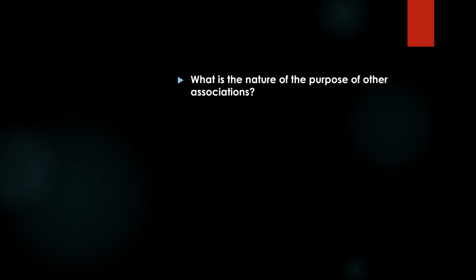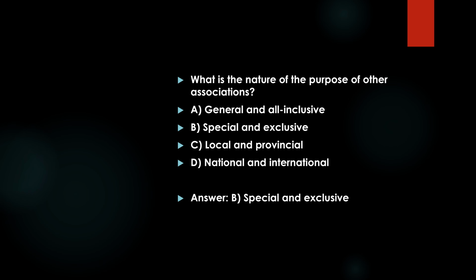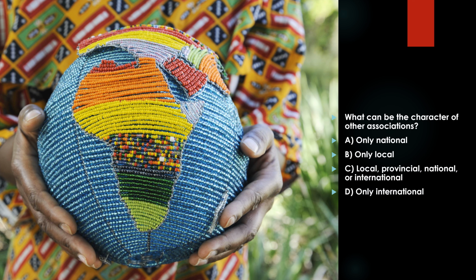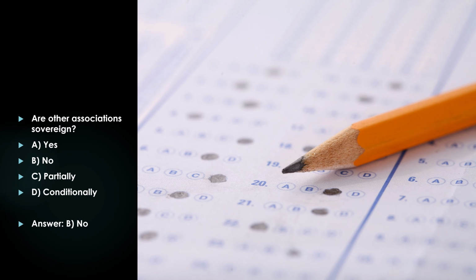What is the nature of the purpose of other associations? General and all-inclusive, special and exclusive, local and provincial, national and international. Answer B, special and exclusive. What can be the character of other associations? Only national, only local, local, provincial, national or international, only international. Answer C, local, provincial, national or international. Are other associations sovereign? Yes, no, partially, conditionally. Answer B, no.